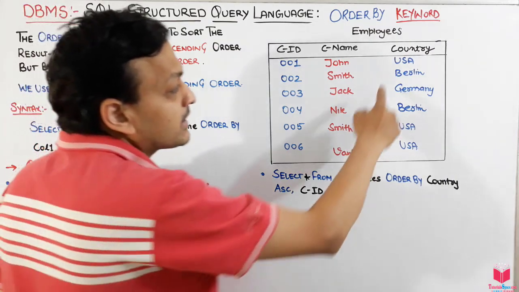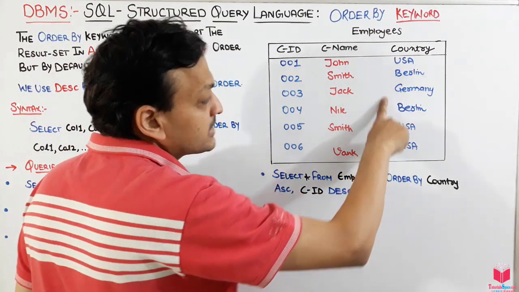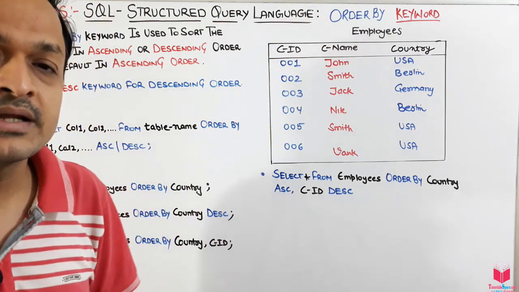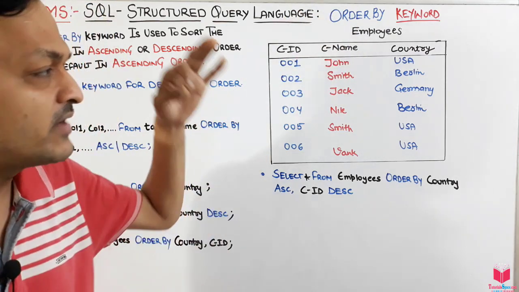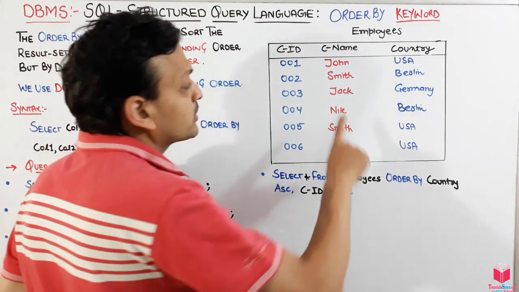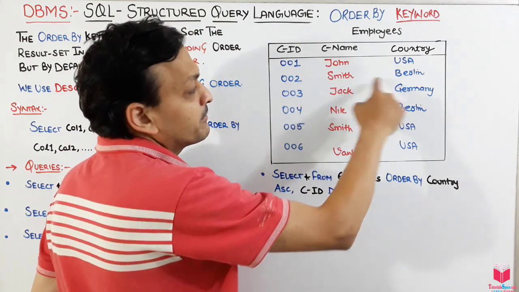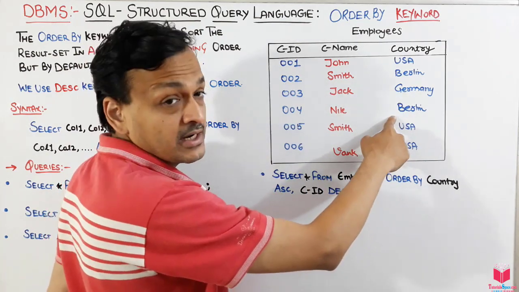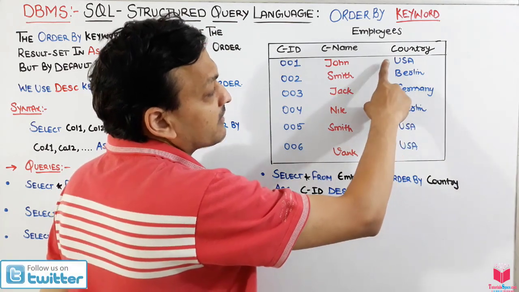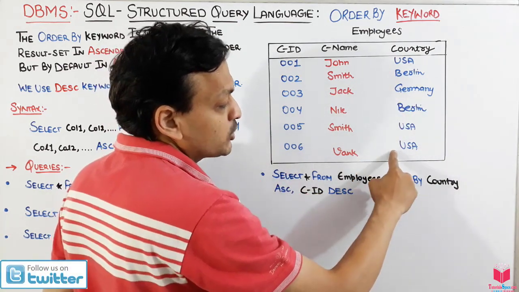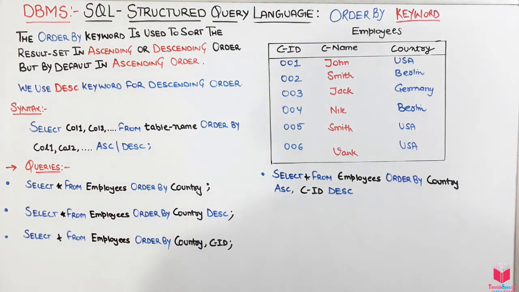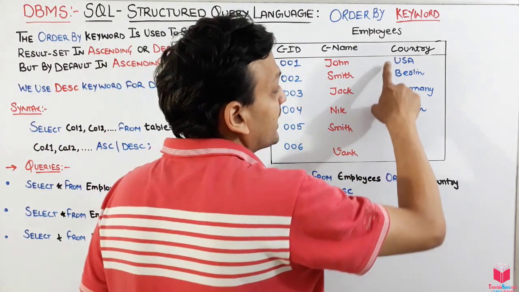So what will this output be? It is a character type, so it will arrange the values alphabetically, A, B, C, D in this manner. What will be the first output? It will take Berlin first, then Berlin again, then Berlin, after that Germany, after that USA, USA, USA. This will be the order because the ascending order is B, G and U.